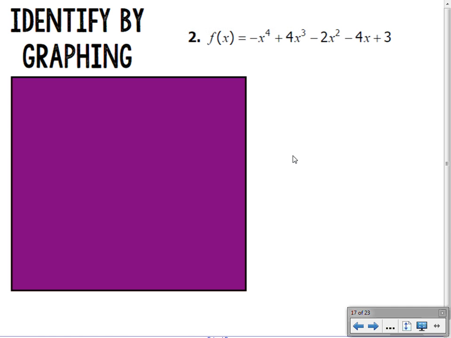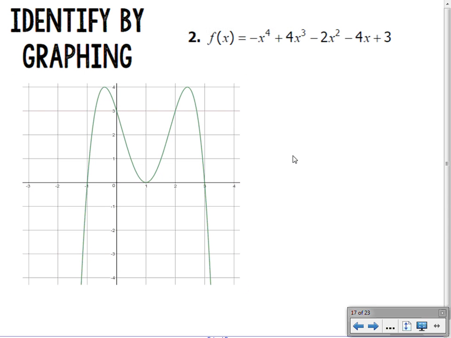Hi everybody, this is going to be a short video over zeros of polynomial functions. So the first way that we can identify zeros of a polynomial function is by graphing. It's as simple as it was with quadratics. We're looking for the points where our graph is intersecting or hitting the x-axis.